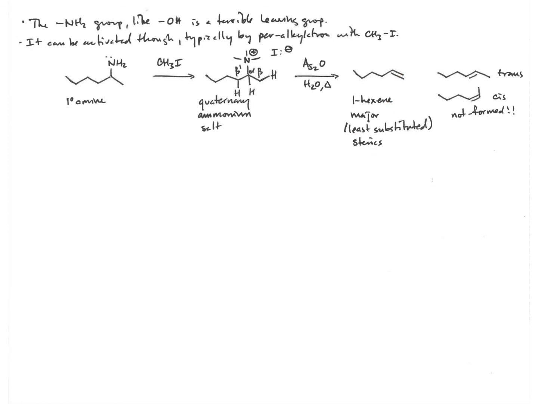Again, that's due to sterics. So if we eliminate from beta prime, again, that's the most substituted carbon. When that happens, we get the 2-hexene, and that can be either trans or cis. These would be formed in trace amounts, if at all.